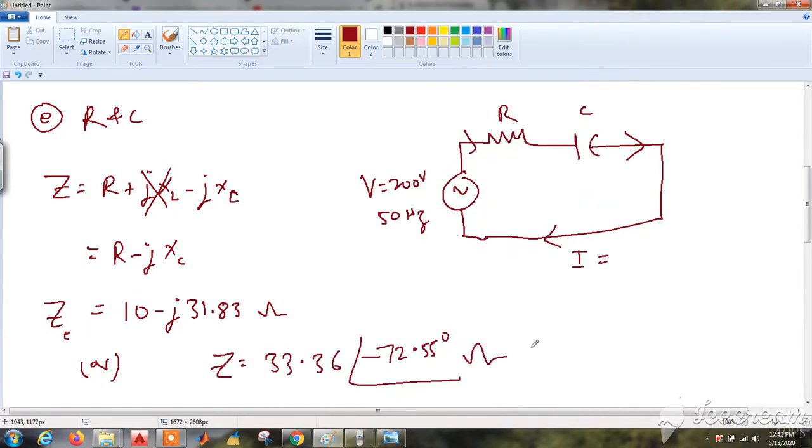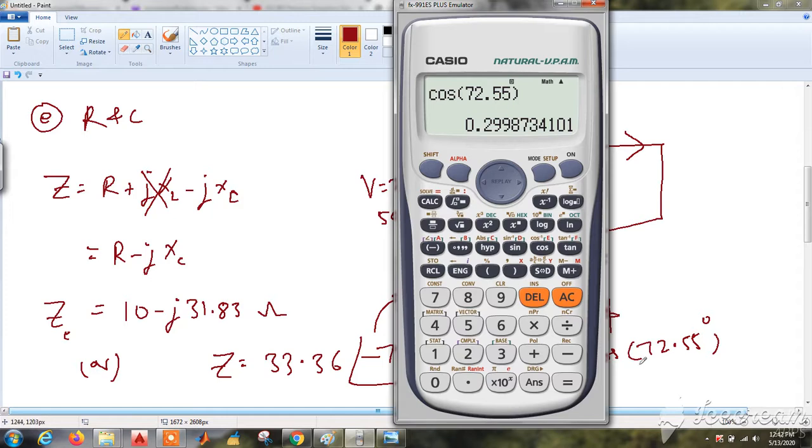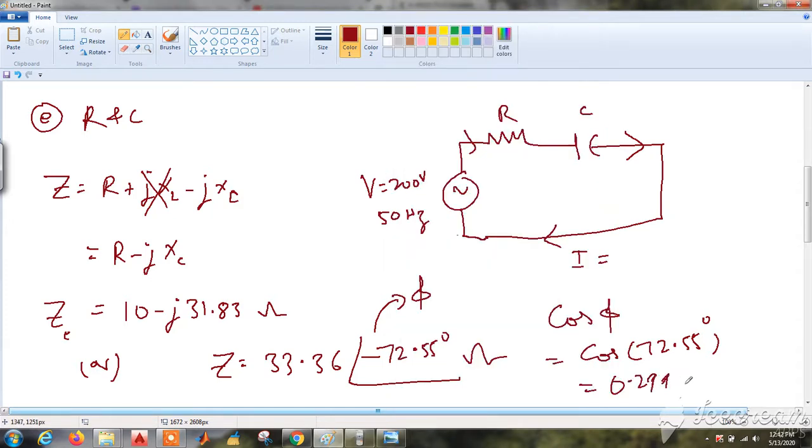ohms. Now we know that as C is present, it will be the leading case, so that's why the power factor angle, that is phi, is negative. So power factor will be cos phi, that is cos of 72.55 degrees is equal to 0.299, but you have to write lead because power factor is leading, because phi is negative, and also we will see that the current angle will be positive in leading condition. So the power factor is 0.299.